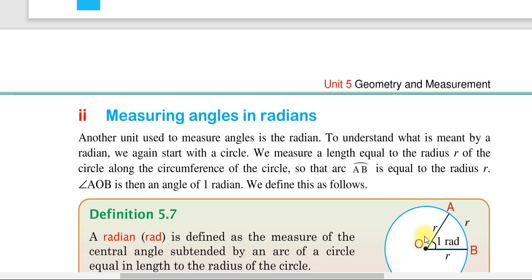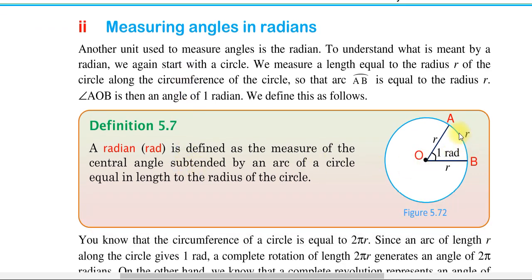Another unit used to measure the angle is radian. To understand what is meant by a radian, we again start with a circle. We measure a length equal to the radius r of the circle along the circumference, so that the arc AB is equal to the radius r. So angle AOB is then an angle of 1 radian. We define this as follows.